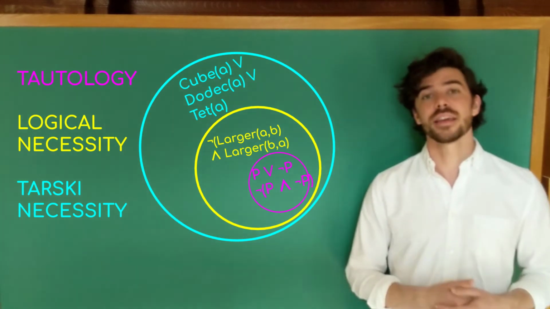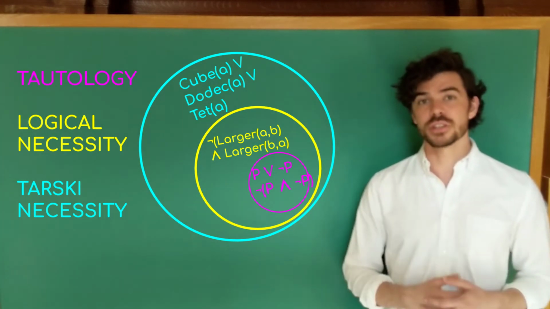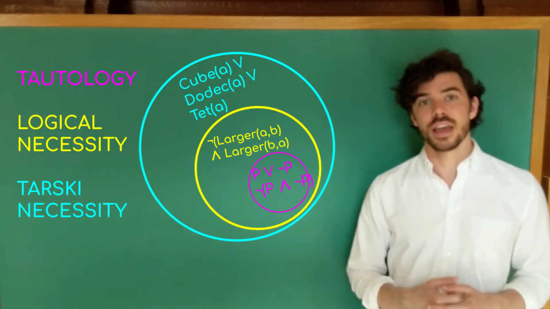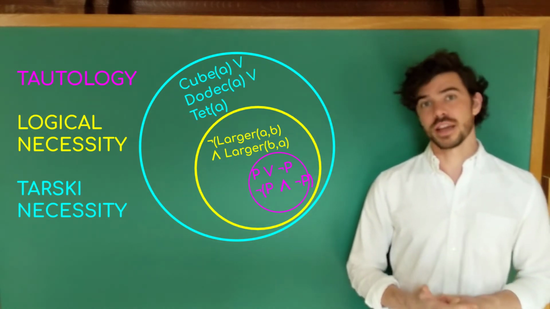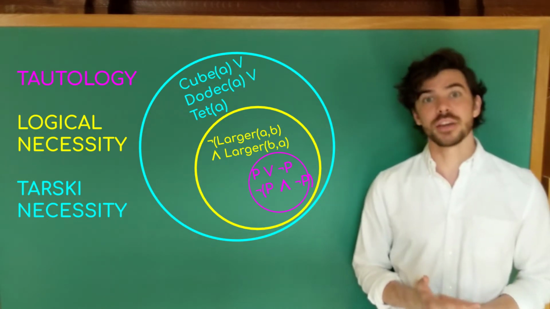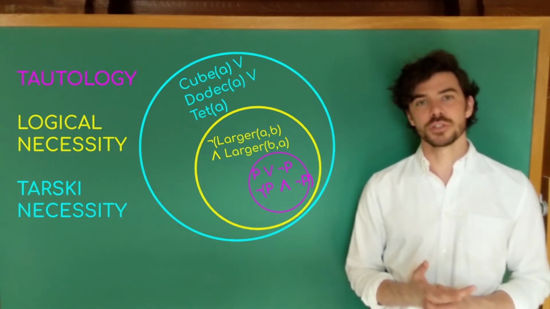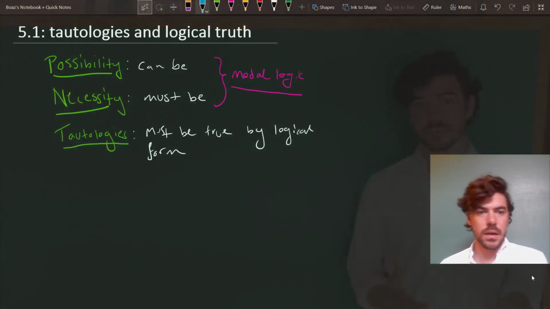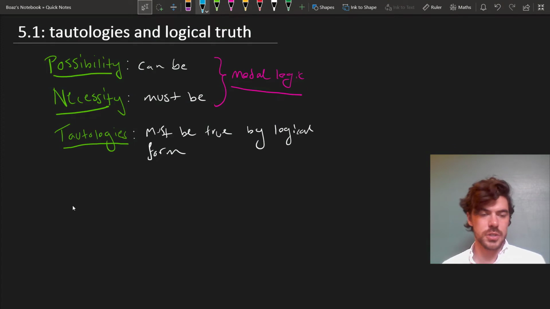Outside of that, we have Tarski's world necessities that are not logical necessities and not tautologies. For instance, A is a cube, or it's a dodecahedron, or it's a tetrahedron. Now there are other shapes in the world. A could be a sphere, but there aren't other shapes in Tarski's world, and so this is a Tarski's world necessity. Now if we want to show that something is a tautology, we can do so by dropping it into a truth table.